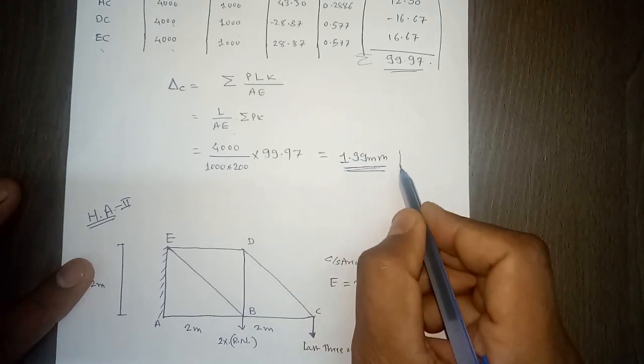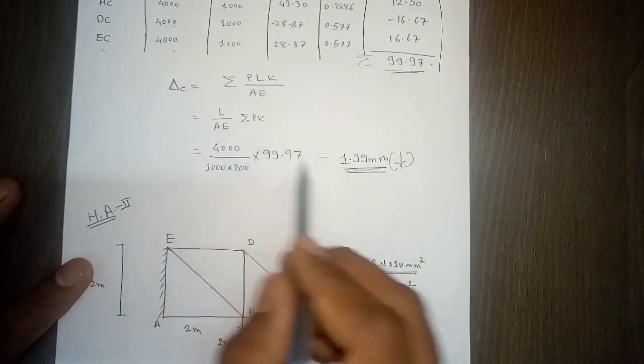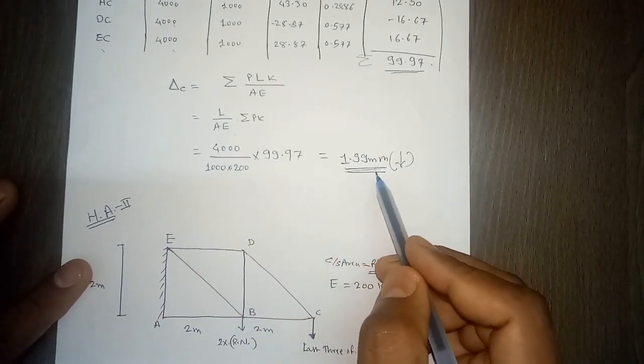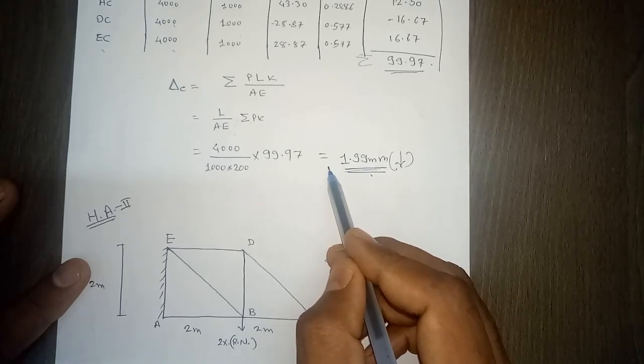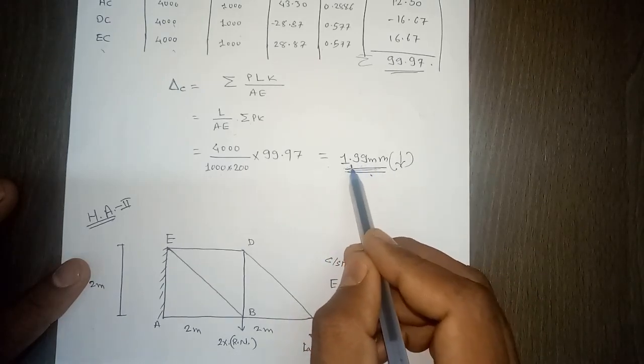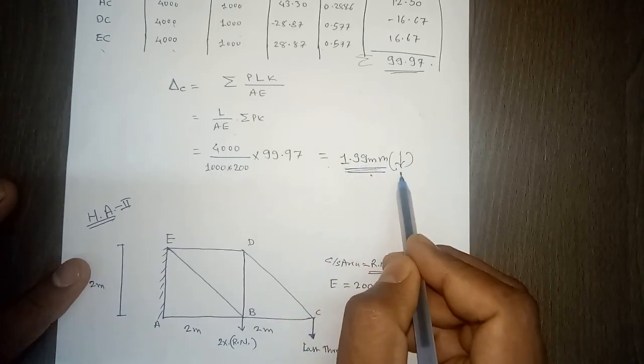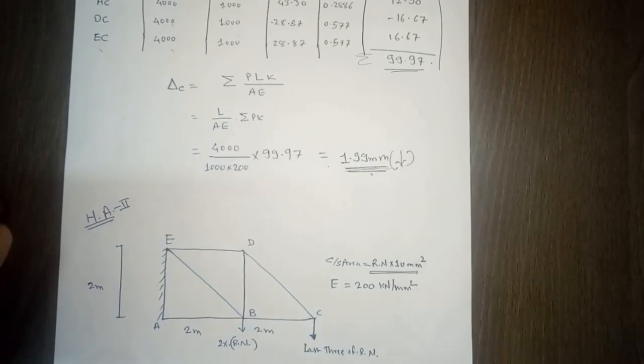So this should be in the downward direction. Why? Because we have assumed this unit load at point C in the downward direction and we got a positive answer. That means this 1.99 mm, point C will deflect downward. So this is how you can solve the problem using the unit load method to calculate deflection at a particular joint.